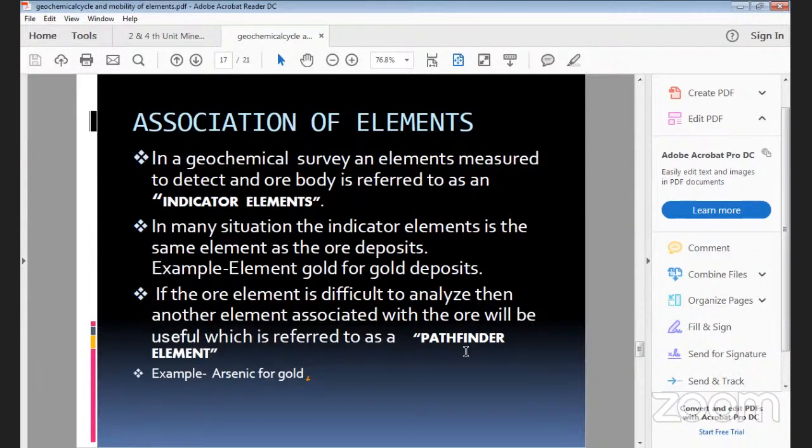In a geochemical survey, elements measured to detect an ore body are referred to as indicator elements. In many situations, the indicator element is the same element as the ore deposit, for example, gold for gold deposits. And if the ore mineral or ore element is too difficult to analyze, then another element which is associated with the ore will be useful, and it is called a pathfinder. The best example is arsenic for gold.